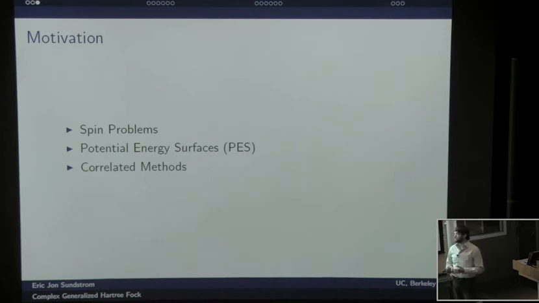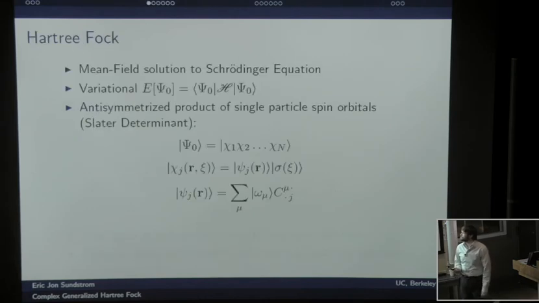So at least within the quantum chemistry community, we'd like to have a good reference state so that we can do correlation on top of it and get good energies. All right. So Hartree-Fock, I'm not going to go through this in detail. This is sort of a simple slide that I put together just to make sure everybody's up to speed. So it's a mean field solution to the Schrodinger equation.